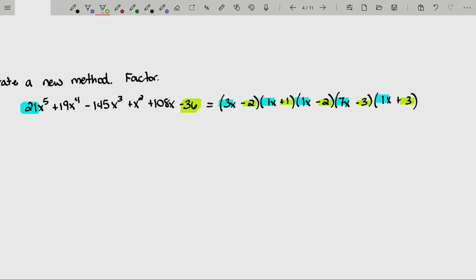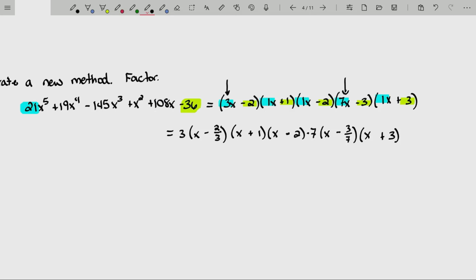But what I do want to do at this point is factor out each of these non-unit lead coefficients. That is, if I have a coefficient on x that's not 1, I want to factor it out of that linear factor. So I'm going to pause the video and do that so you don't have to see my handwriting over and over again. And I want to justify everything I've done here.